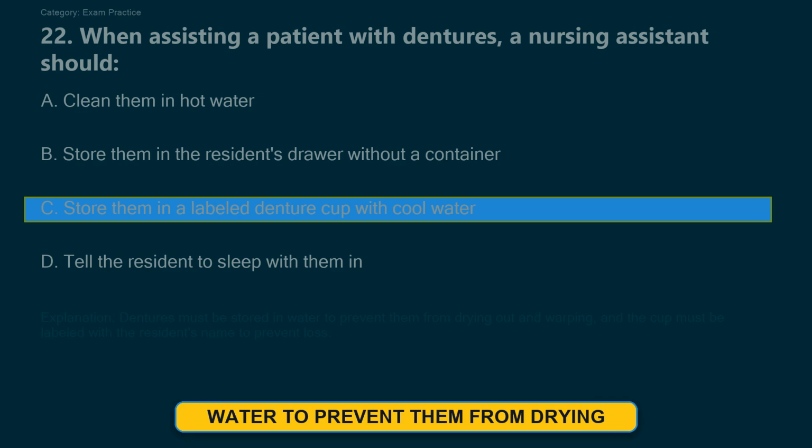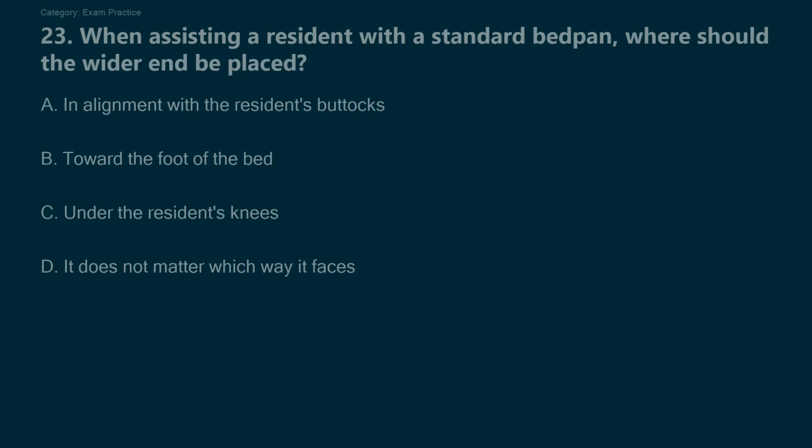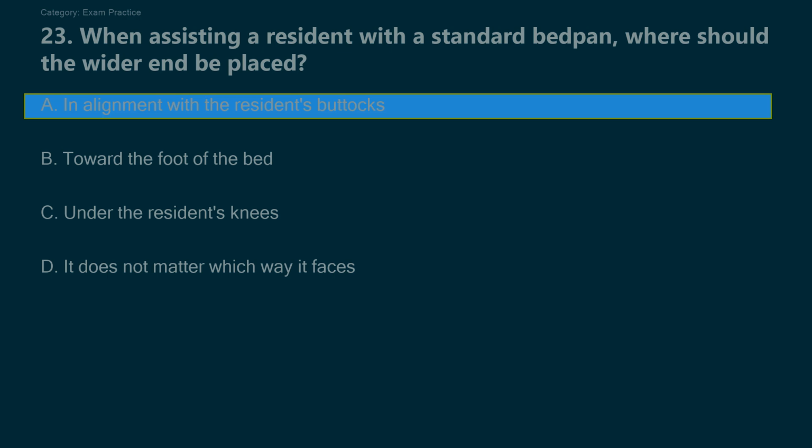Question 23. When assisting a resident with a standard bedpan, where should the wider end be placed? Option A. In alignment with the resident's buttocks. Option B. Toward the foot of the bed. Option C. Under the resident's knees. Option D. It does not matter which way it faces. The correct answer is option A. In alignment with the resident's buttocks.